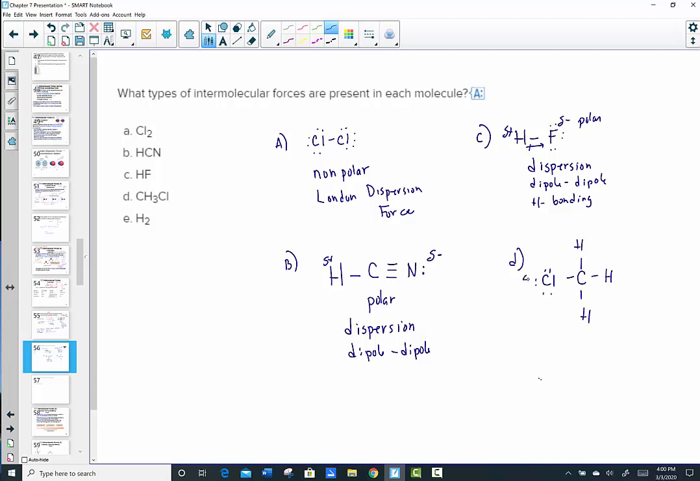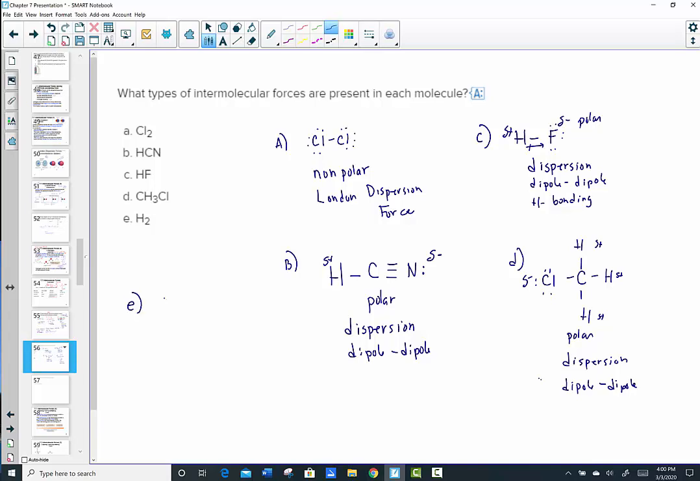Notice that this is a very rich electron area, making these hydrogens electron deficient. So this is a polar molecule, an unequal distribution of charge. We know that all molecules have dispersion forces. Since this is polar, it would also have dipole-dipole interactions, but it does not have a hydrogen attached to an N, O, or an F, so it will not exhibit hydrogen bonding.